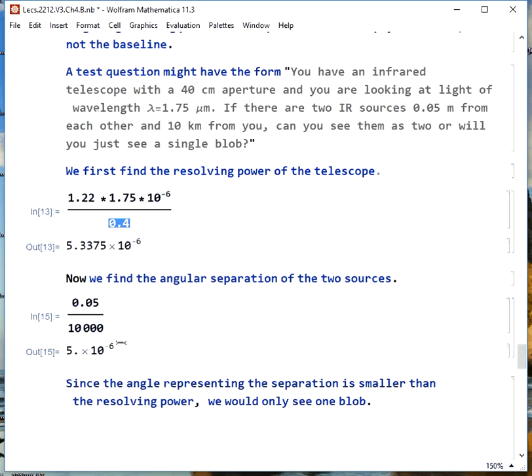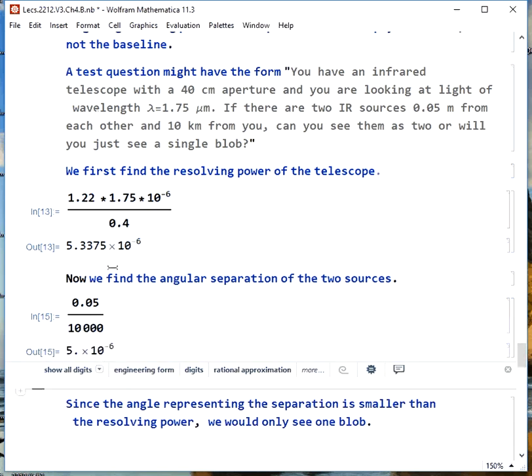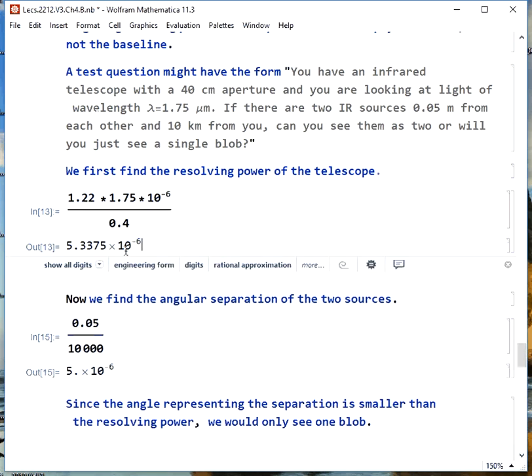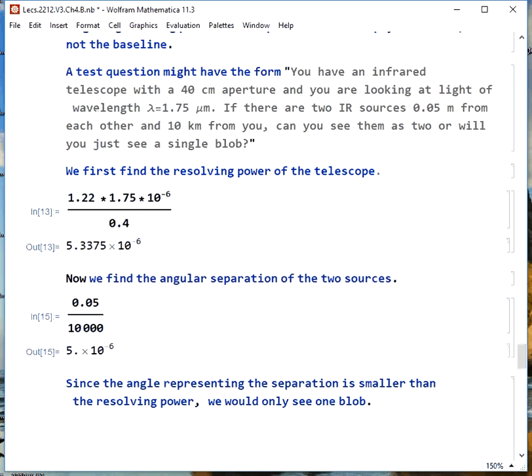What's the angular separation of the two sources? It's 0.05 meters divided by 10,000 meters. This is 5 times 10 to the negative 6 radians. This is a little bit smaller than the resolving power of the telescope, so that means we can't quite see two. We just see one single blob.